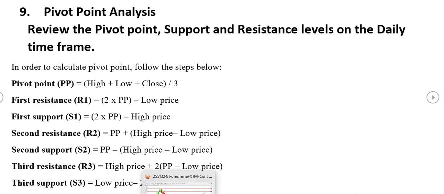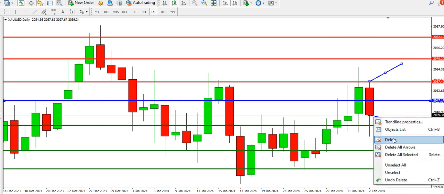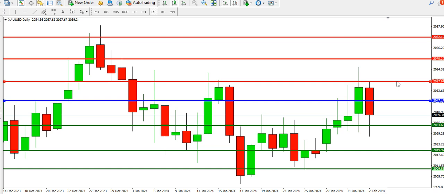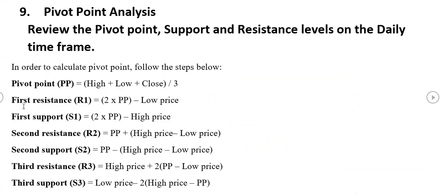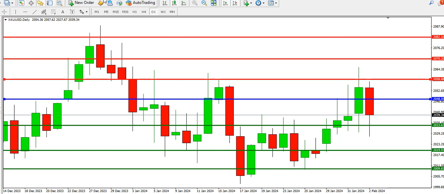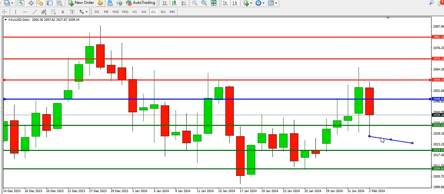All right, the first resistance, R1. Going to the chart, this is our resistance 1, marked in red. The calculation for the first resistance is R1 equals 2 times pivot point minus low price. So whatever we get from the calculation of the pivot point, multiplied by 2, minus the low price, this is the low price at this point. That should give us resistance 1.